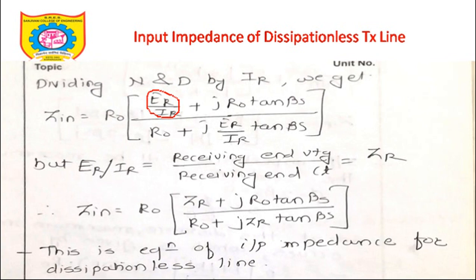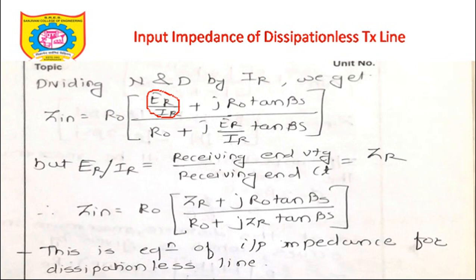Try to understand this expression in detail. Z in is equal to R0, which is outside the bracket, times ZR plus jR0 tan beta S, divided by R0 plus jZR tan beta S. How to remember that? Just remember this: R0 is multiplied outside the bracket, and inside the bracket you can write ZR, R0, ZR, R0. Here tan beta is, here also tan beta is. The j term is valid for the second term of the numerator as well as the second term of the denominator.